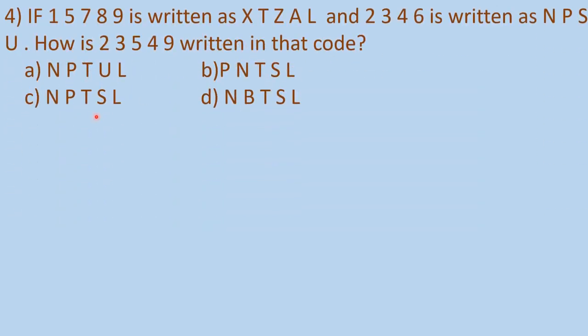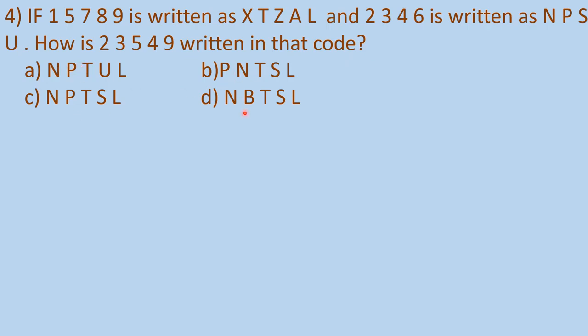Now in question 4, if 15789 is written as XTZAL and 2346 is written as NPSU, how is 23549 written in that code? So these are the options.